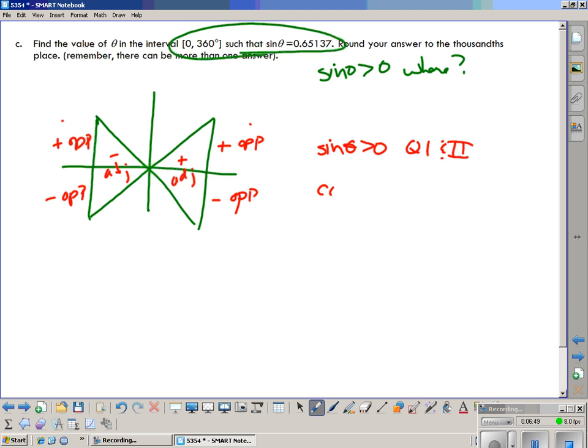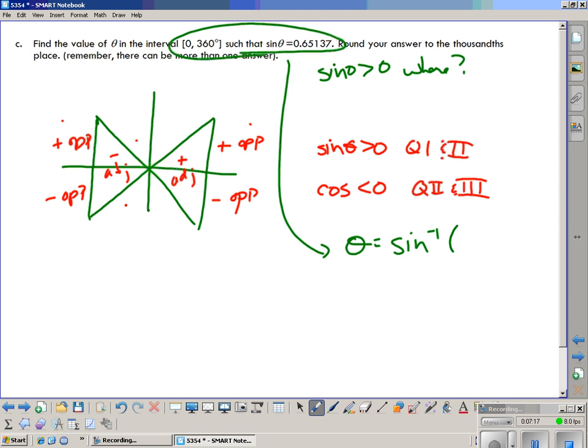If I asked you for cosine is negative, where is my adjacent side negative? My adjacent side is negative over here in quadrant 2 and quadrant 3. And that's where you're going to find your base angle and then reflect it into the new quadrant. So in this case, theta is going to equal the inverse sine, because to undo sine you have to use the inverse sine. Not negative sine, not sine to the negative first power, it's the inverse sine, period.